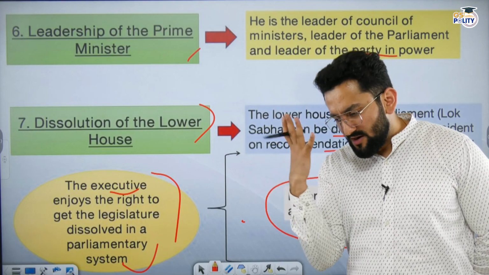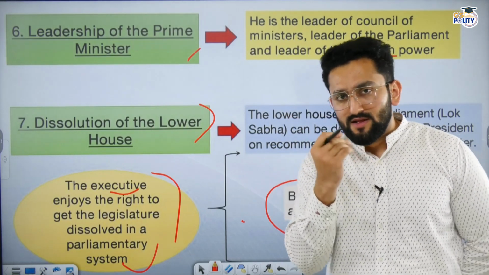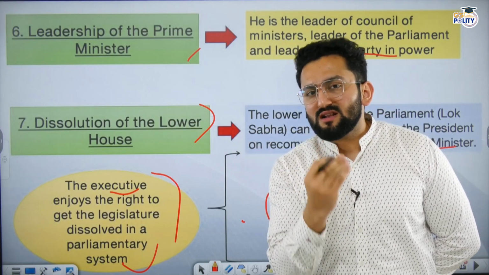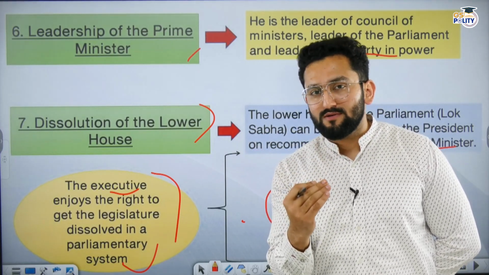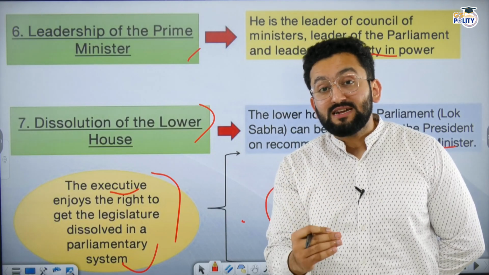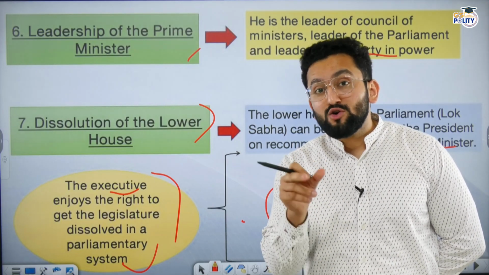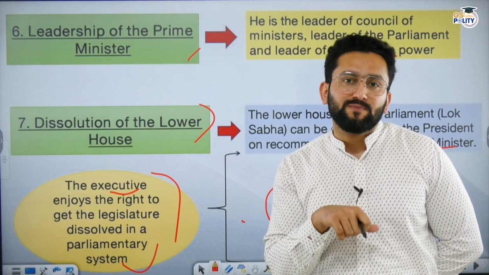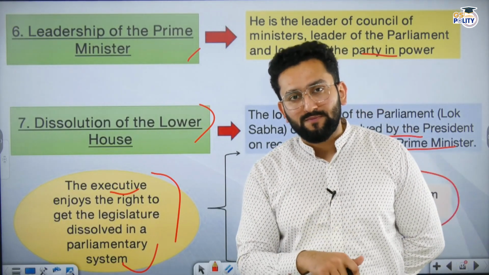Consider UPSC makes another statement that in the Indian parliamentary system, Rajya Sabha has the power to get the union government removed before 5 years. That statement would be true or false?